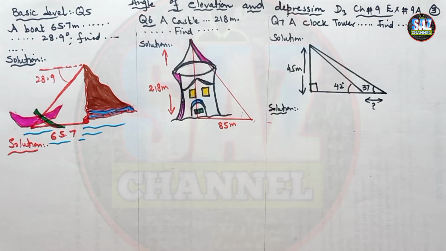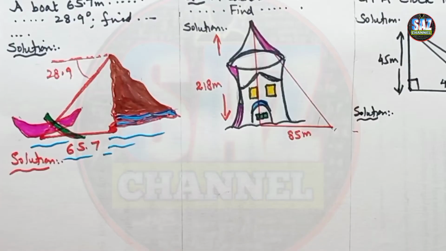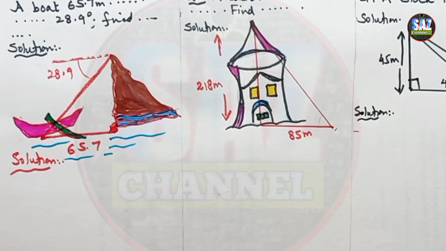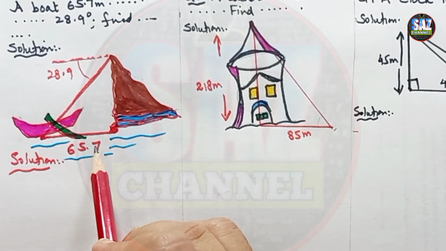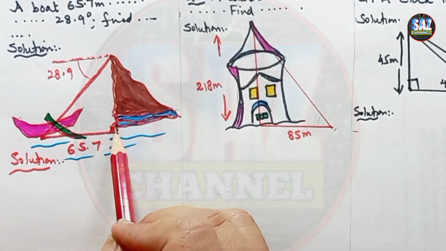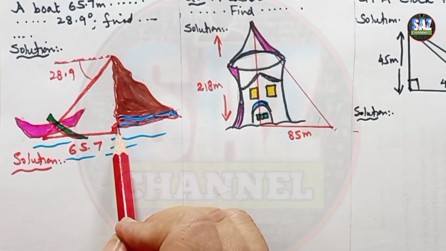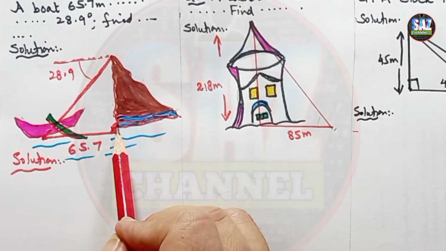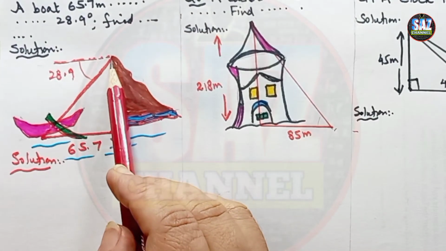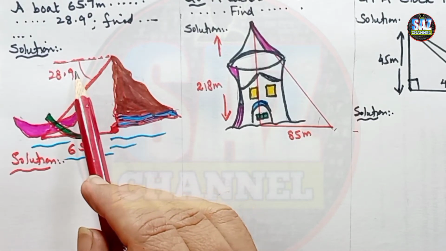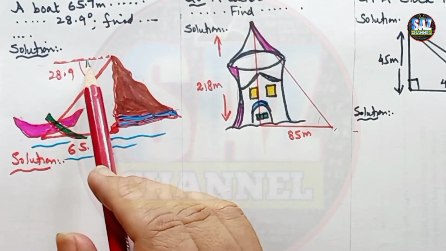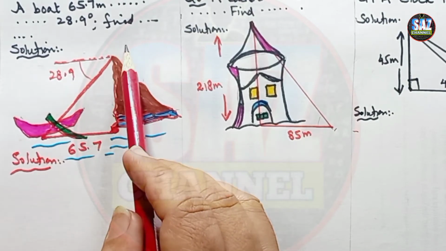Let's move to today's class, and I'll start my class with question number 5. Question 5 says a boat is 65.7 meters away from the base of the cliff. Okay, there is a boat which is 65.7 meters away from the base or the foot of the cliff, given that the angle of depression of the boat from the top of the cliff is 28.9 degrees.